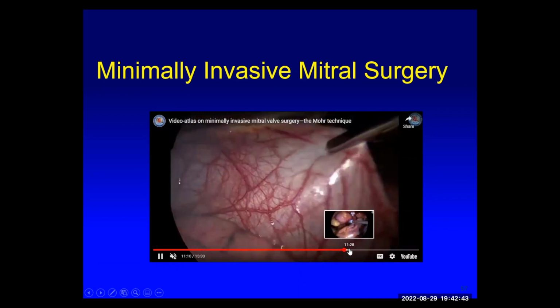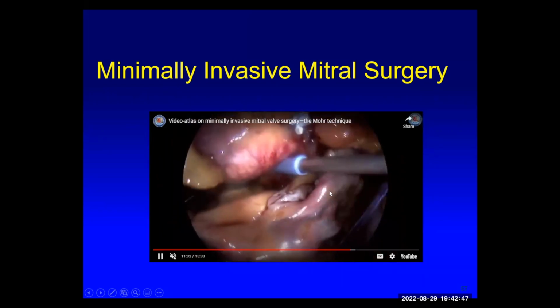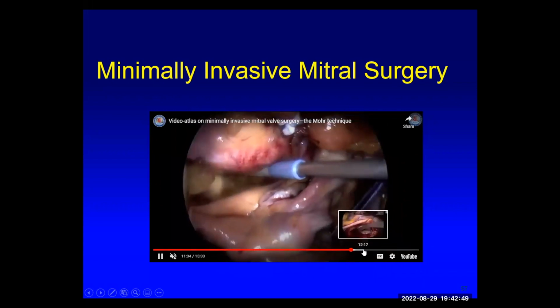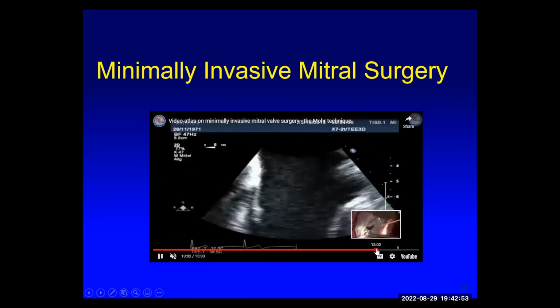You see through this little view, and you can see the aorta. They're trying to clamp the aorta and proceed.